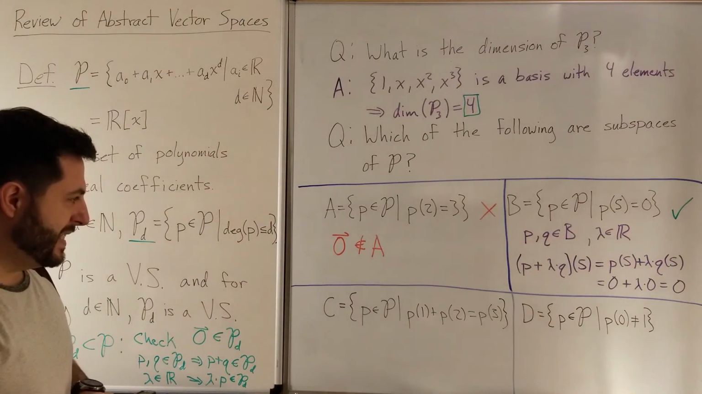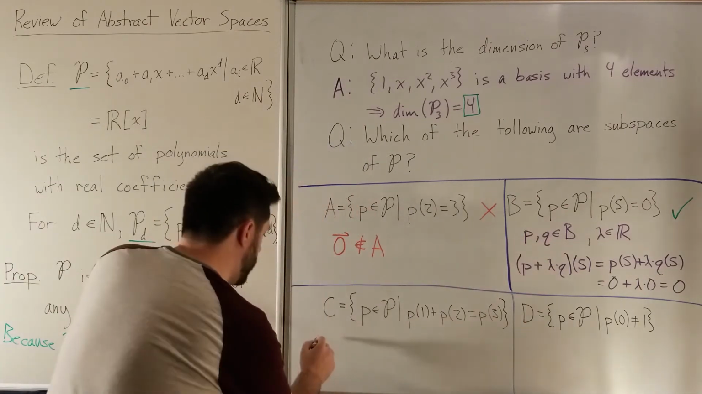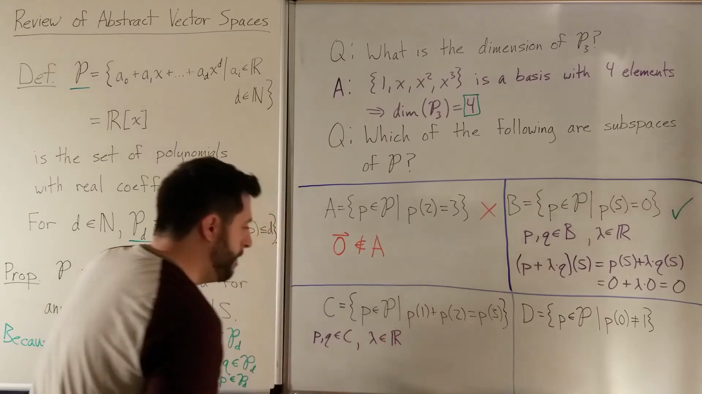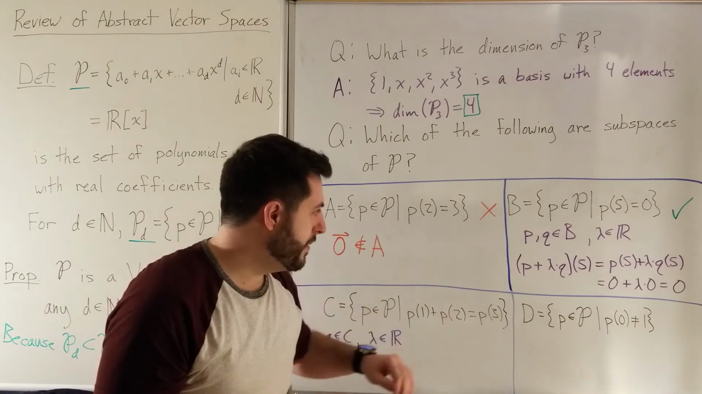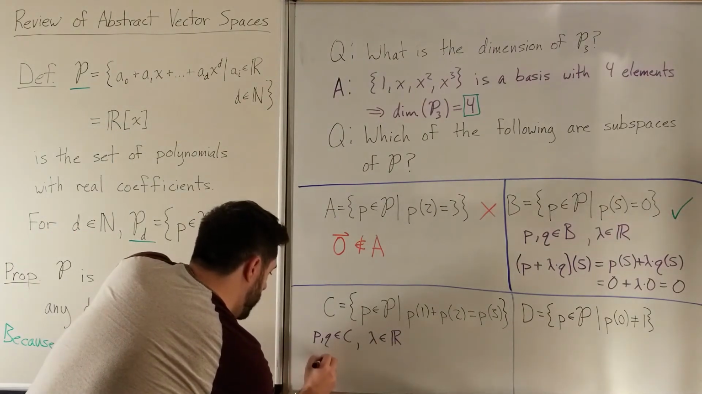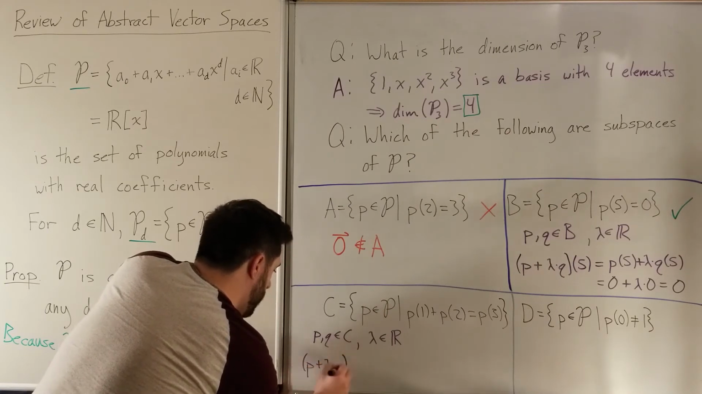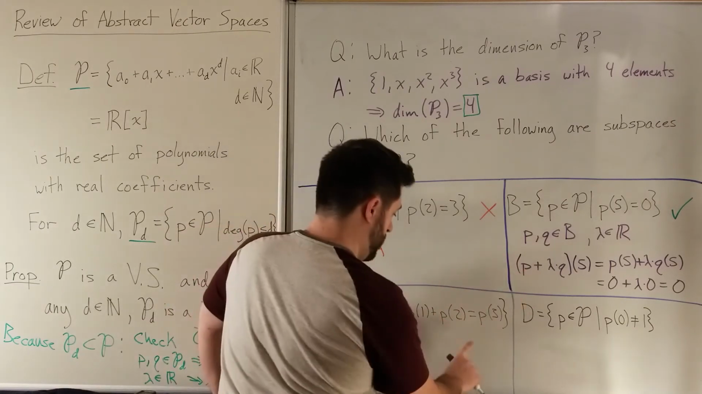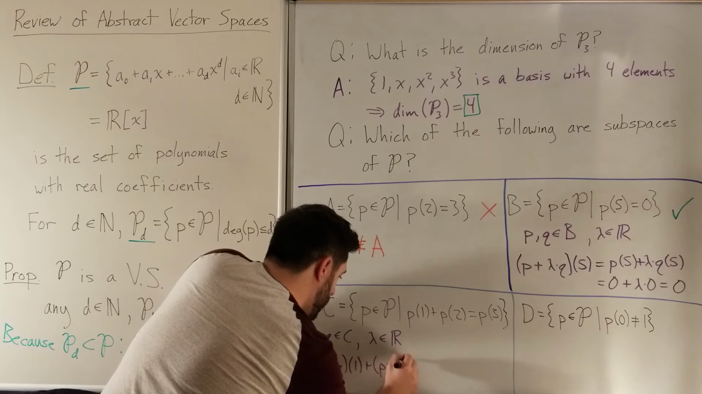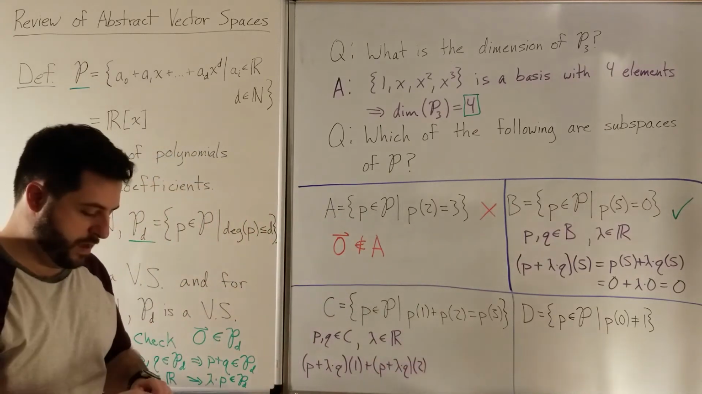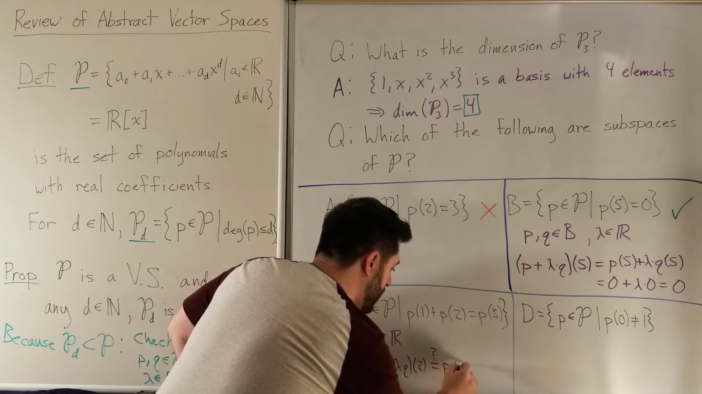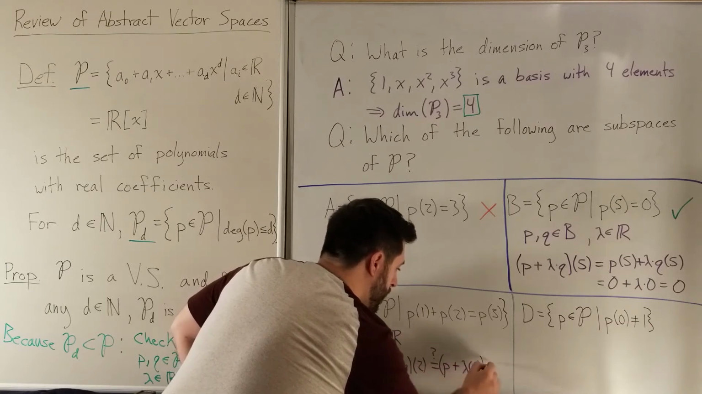Okay, so on to C. So again, I'm going to pick P and Q in C, and lambda in R. And we want to check to see if this property is going to hold for P plus lambda times Q. Okay, so P plus lambda times Q evaluated at 1, plus P plus lambda times Q evaluated at 2, and hopefully, I'll just put a question mark here, that is equal to P plus lambda times Q evaluated at 3.